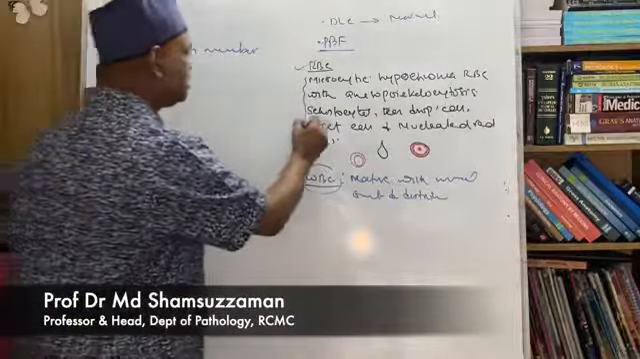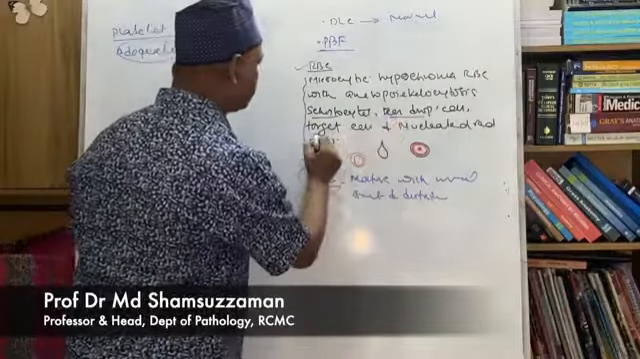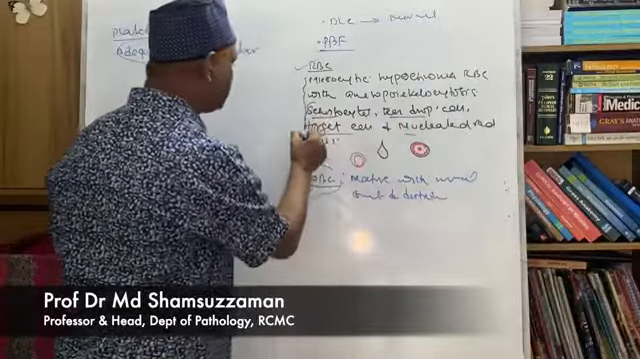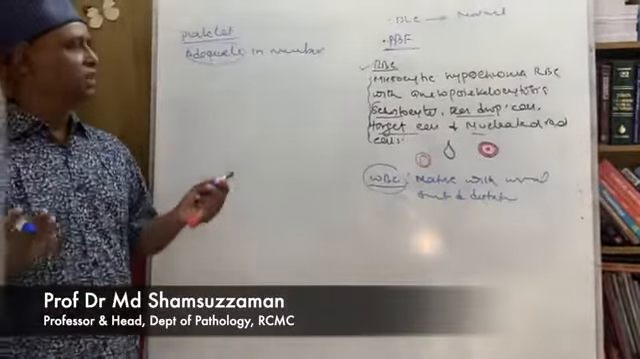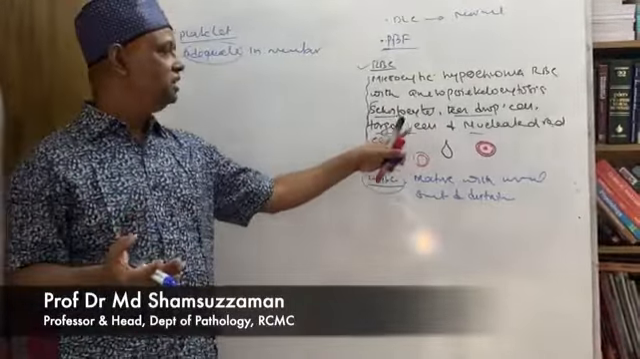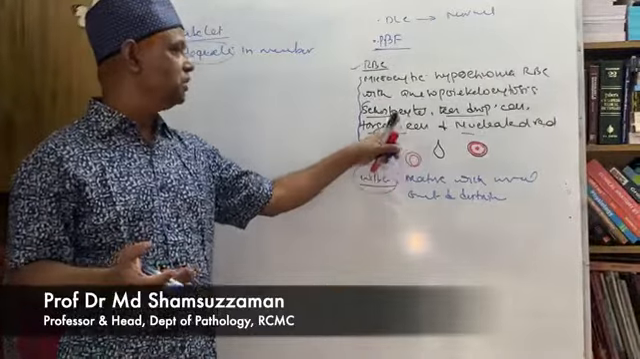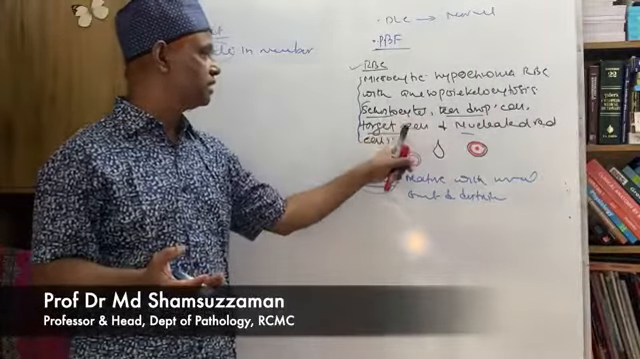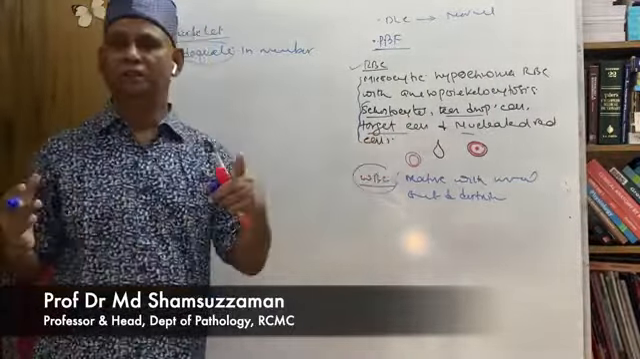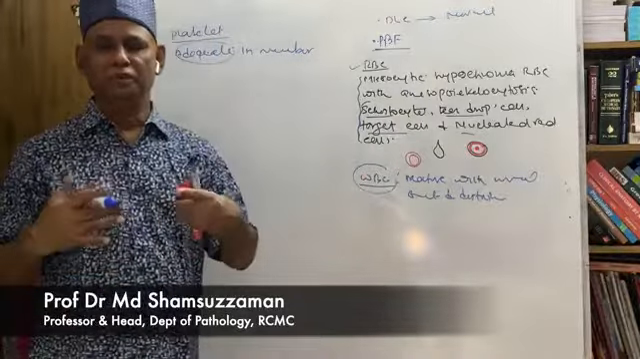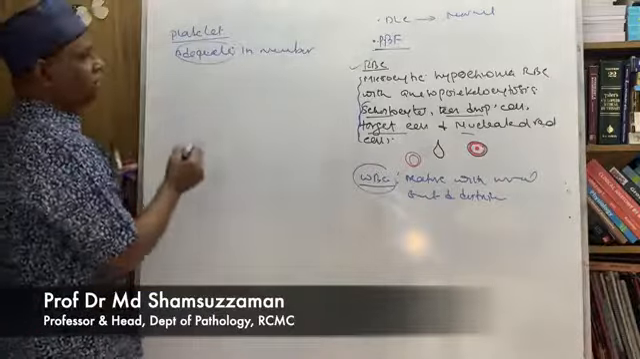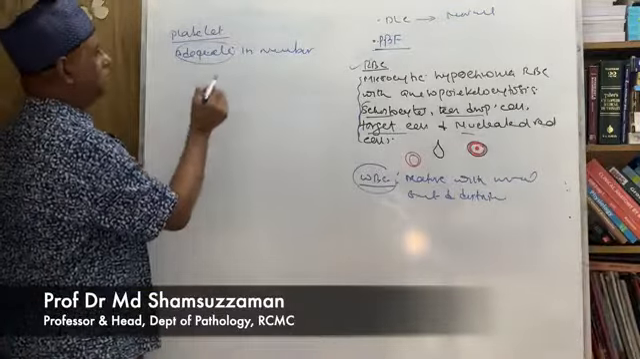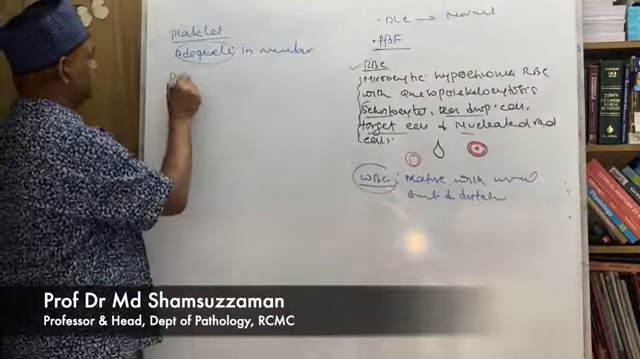Dear audience, schistocytes, teardrop cells, target cells, and nucleated cells are called evidences of hemolysis in peripheral blood film in thalassemia. What are those? Schistocytes, teardrop cells, target cells, and nucleated cells. These are called evidences of hemolysis in thalassemia in peripheral blood film. Now come to biochemical test.